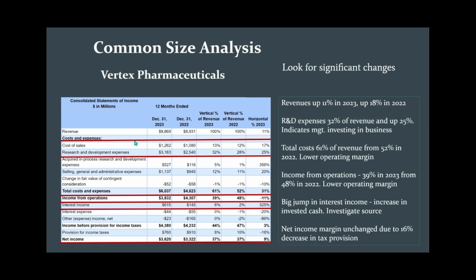This line here, I think this should be under revenues. I think we have it under costs and expenses, but this should have been under revenues. So here we see revenues are up 11% in 2023. I don't have that here, but it was also up 18% in 2022. So revenue growth is actually slowing in 2023. And in reality, when you're doing this, you should actually have at least 3 years worth of analysis here.